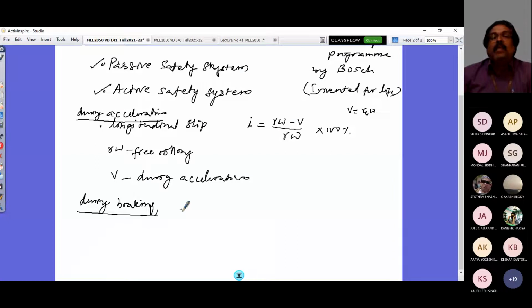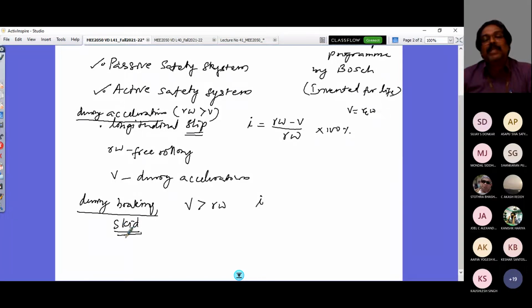In this case, R omega is greater than V. So that's what you should understand. The wheel center velocity is greater than R omega during braking, and that is where you define a term called the skid. Like slip, you have another phenomenon that is necessary for braking action, which is skid, and that is defined as V minus R omega, divided by V, times 100. So this is how you define skid.